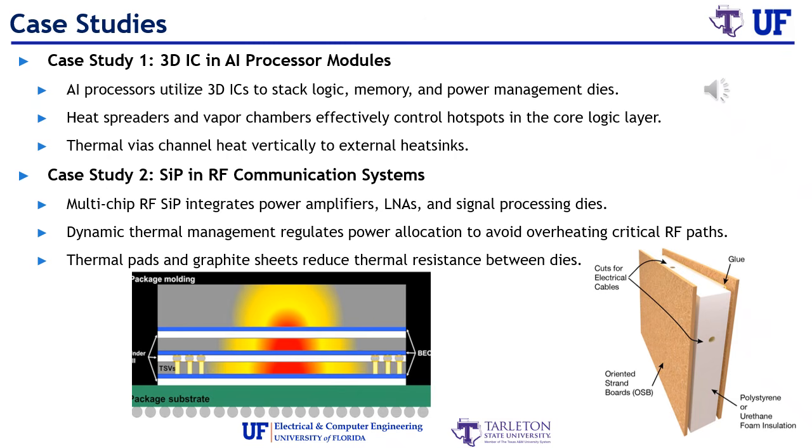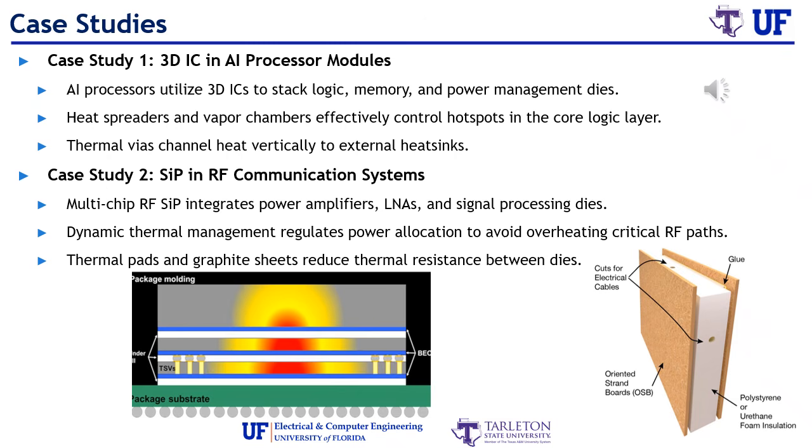AI accelerators and RF front-end modules. First, in 3D IC AI processor modules, a high-power logic die is often stacked with high bandwidth memory, creating a very power-dense package. Designers use vapor chambers, micro heat pipes, dense thermal vias, and high-performance TIMs, along with dynamic power management to pull heat away from the core and prevent power throttling.